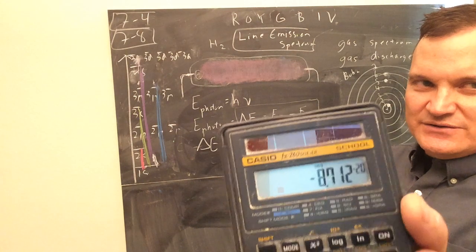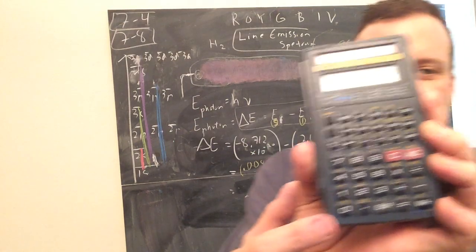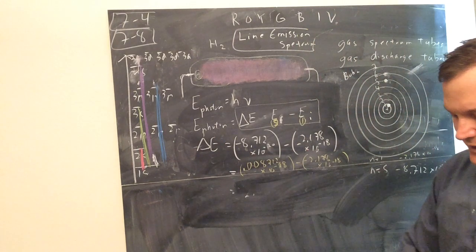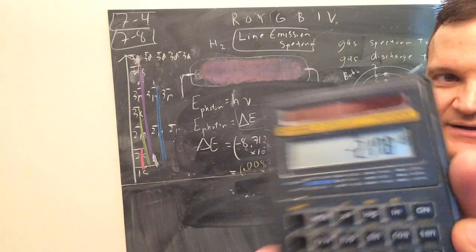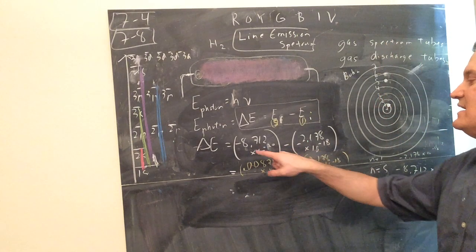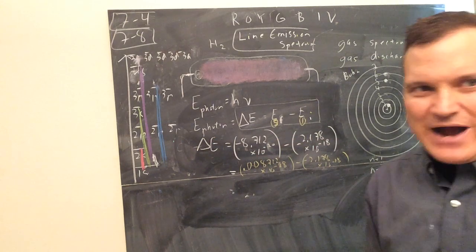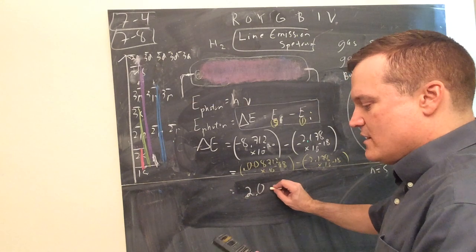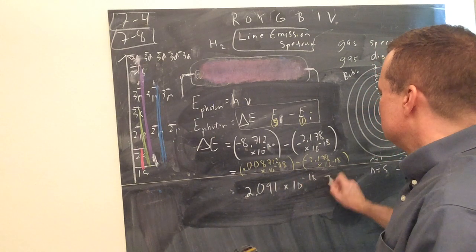Negative 8.712 times 10 to the negative 20 power. Now push the minus button on your calculator. Very important. Now put in 2.178 exponential 18 negative. So you're minusing and then putting that number in. A negative minus a negative is a negative plus that next number. So actually I did have it right, but that's okay, at least I went through it and showed you. It's a positive 2.091 times 10 to the negative 18 joules.